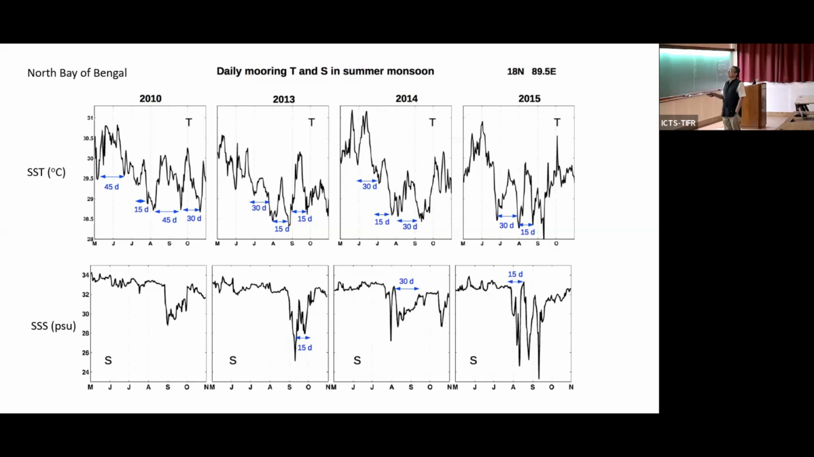There's 1, 2, 3 pulses of very fresh water. Salinity scale is over here. These come from the river. These come from the Ganga Brahmaputra. Mooring is about 500 kilometers to the south. You get these pulses of river water at the mooring.